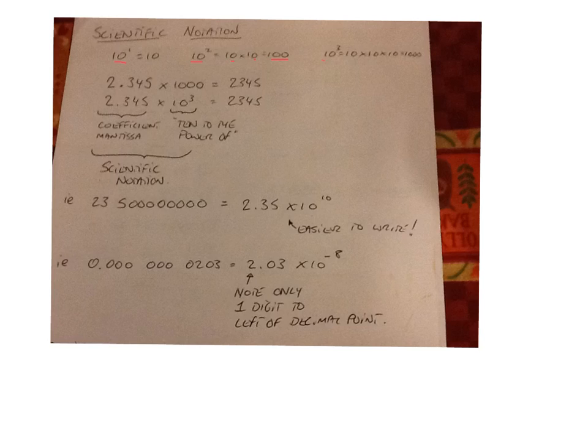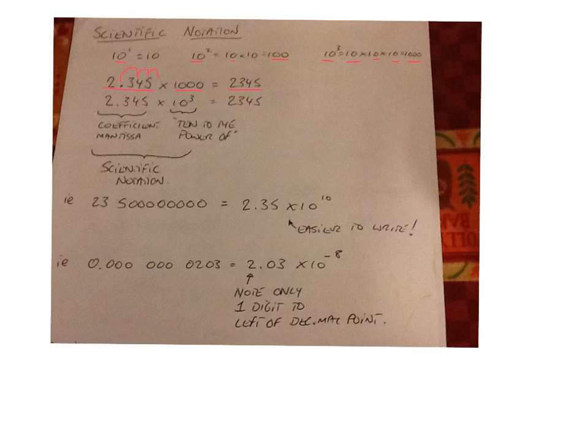And 10 to the power of 3 is 10 by 10 by 10, and that's 1,000. So if we have 2.345 times 1,000, that's the same as, if you were to do it in your calculator, 2,345, where the 1,000 had the effect of moving the decimal point 3 places to the right.